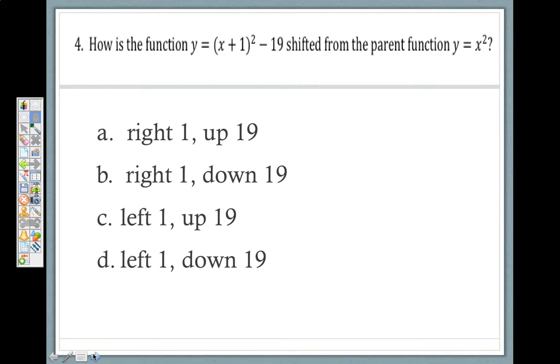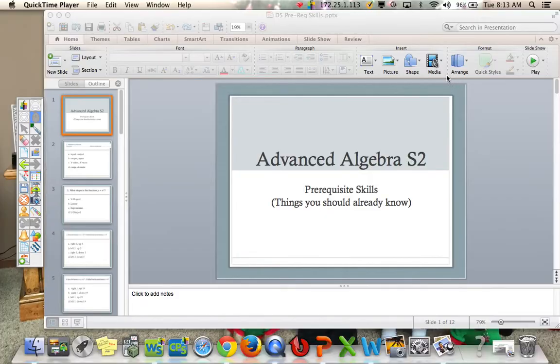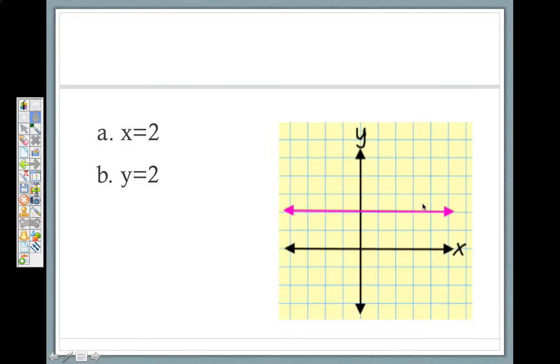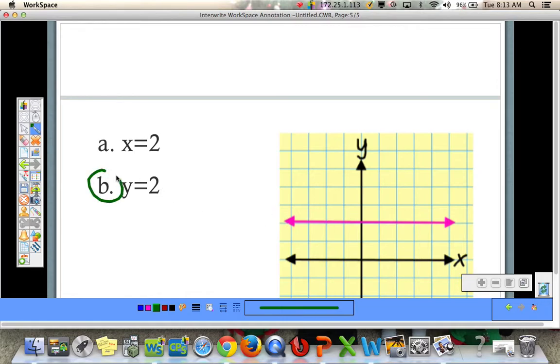Let's look at equations of lines. What is the equation of the pink line? Well, it's y equals, and here the y-intercept is 2 and the slope is 0. So whenever it's a horizontal line, it's a y equals line because it gives you the y-intercept and it has no slope.